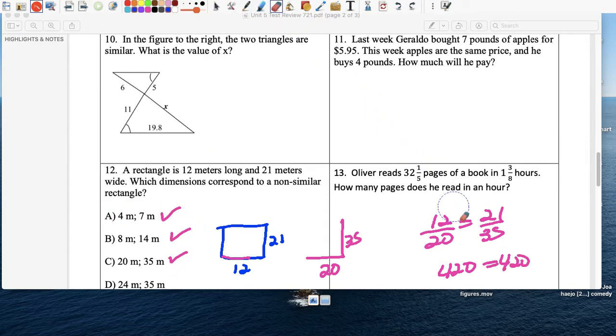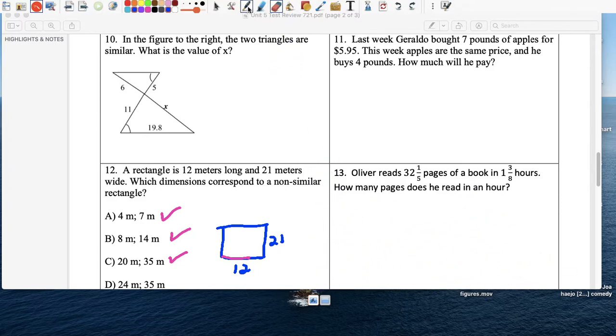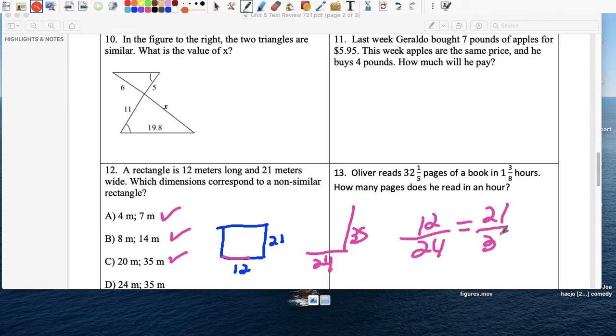The last one is not a similar rectangle, but let's just prove it out. So we get 24 and 35. This one is obvious. How does the 12 become 24? It's times 2. How does 21 become 35? Definitely not times 2. So let's use a proportion to prove it anyway. The ratio of 12 to 24 should equal the ratio of 21 to 35. Cross multiply: 12 times 35 equals 420, and 24 times 21 is definitely not 420, it is 504. So D is the one we were looking for.